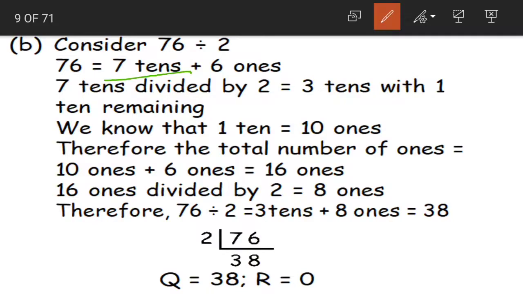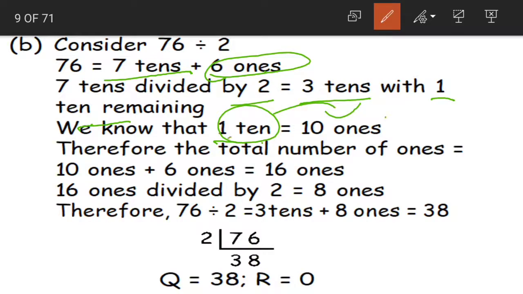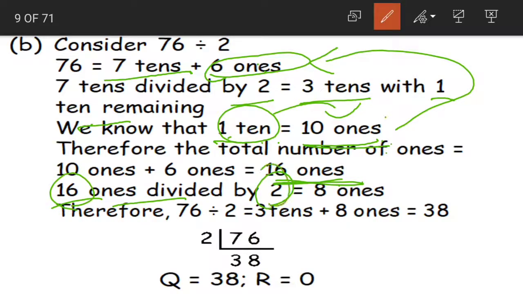Okay, children, first we had 7 tens. When we divided it with 2, we got 3 tens and 1 ten was remaining. Now after tens we are having ones. So we needed to regroup these tens into ones. Now 1 ten is nothing but 10 ones. Now when we add these 10 ones to the existing 6 ones, it is equal to 16 ones. Now what should we do? Divide the 16 ones by 2. 16 divided by 2 is 8 and then ones. So 16 ones divided by 2 is 8 ones.